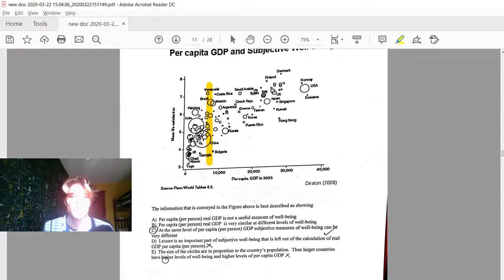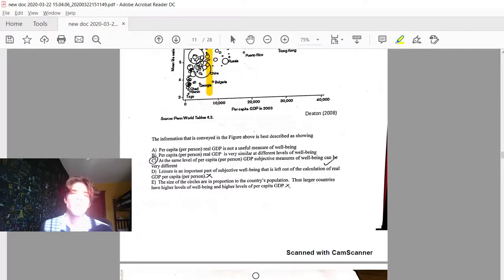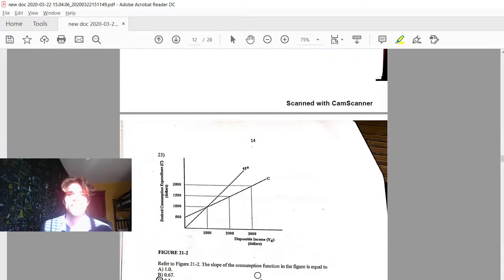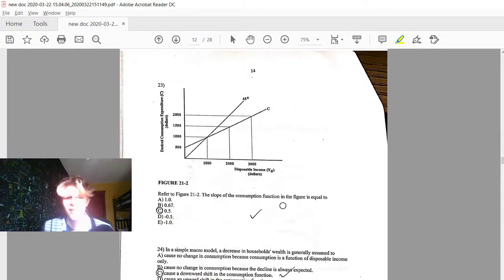And these two statements kind of contradict each other, because if you have a higher population, you're likely to have lower per capita GDP just because there's more of you. So that kind of makes sense. Okay. The slope of the consumption function of the figure is equal to.